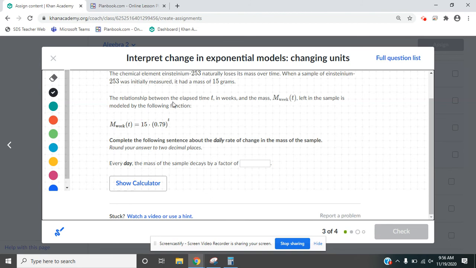Let's do this one. 1 week is how many days? 7 days. Right now it says weeks, but it wants every day. 1 week is equal to how many days? 7. All right. So we got 0.79 to the t over 7. So it says every day. Let's plug in 1 day.